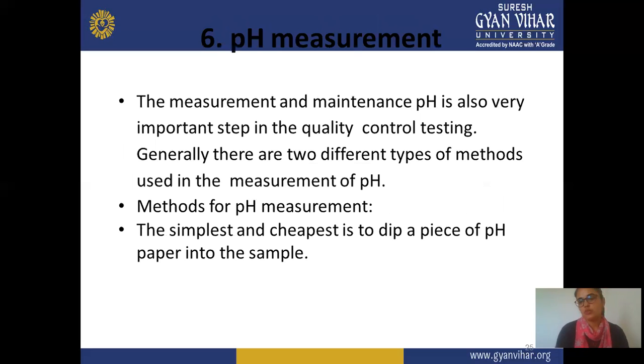Next is pH measurement. This is also similar to syrup and elixirs. You check pH of your suspension formulation with the help of a pH meter or pH paper, depending on the accuracy. In lab scale, you use a pH meter or pH paper, but for proper accurate results, you use a pH meter. Measurement and maintenance of pH is also a very important step in quality control testing. Means it is a very important parameter when you check the quality of a suspension. The method of pH measurement is simple and cheapest: dip a piece of pH paper into the sample. With the help of pH paper, you can check the pH of your suspension. When you dip the pH paper into a suspension, you see color changes, and due to this color change, you can easily check the pH of your suspension formulation.